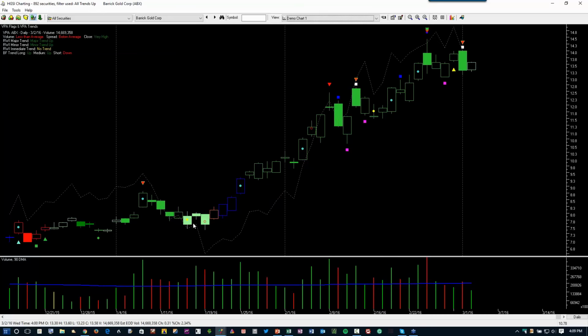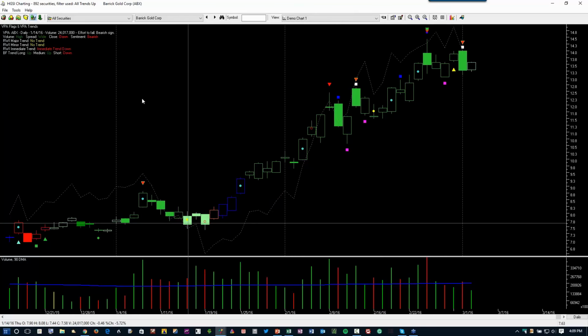Now let's go here and look at these flags. I'll put the crosshair on so you can see what I'm on. And notice that the signal was a down signal, effort to fall, and that coincided with the group going down.